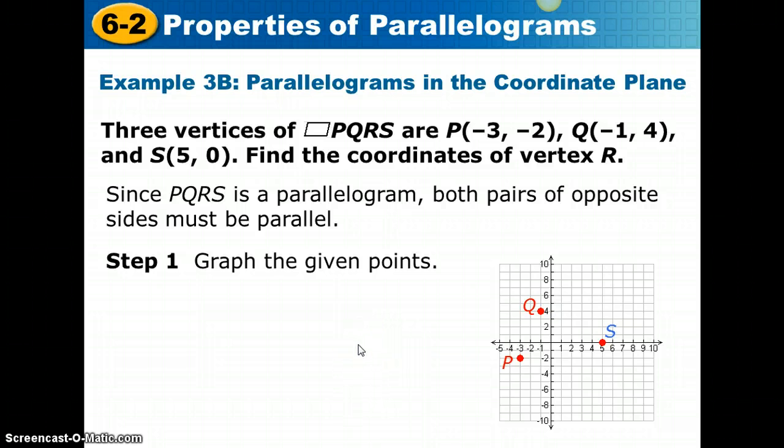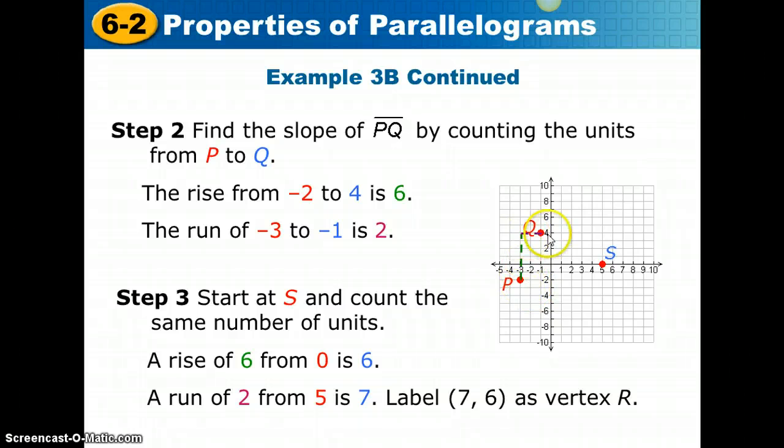Pause the video if you need more time, otherwise we will go ahead and check out our results. From P to Q is a rise of 6, a run of 2, so I'm going to duplicate that from S. Rise 6, run 2. That gives me the coordinates 7, 6 for the vertex of R.